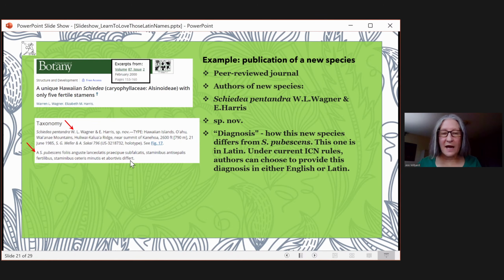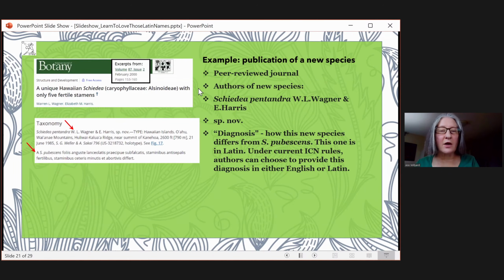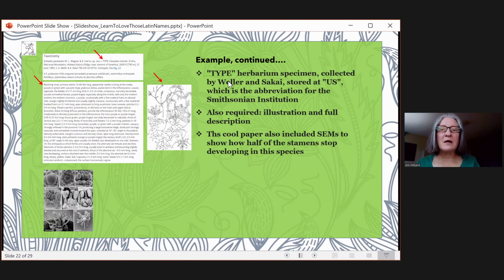I just wanted to point out that a type herbarium specimen is very valuable. When a species is published, the publishing authors point out which herbarium specimen they meant when they published the species. And it can be really important because sometimes there are two or three at about the same time. And this one was collected by someone else. So the species was published by Wagner and Harris, and this herbarium specimen was collected by Weller and Sakai.